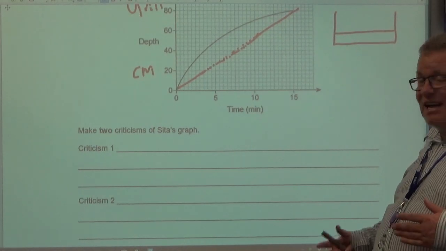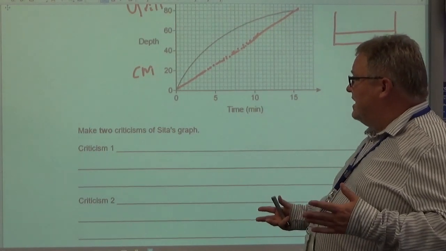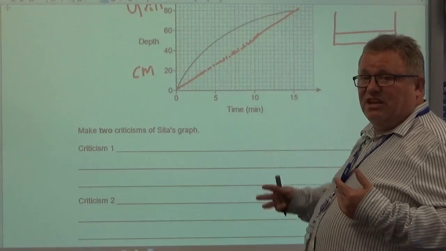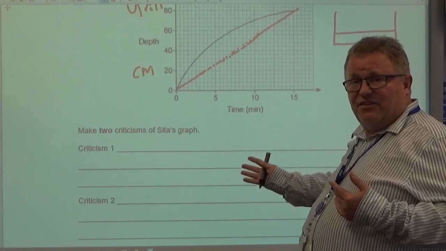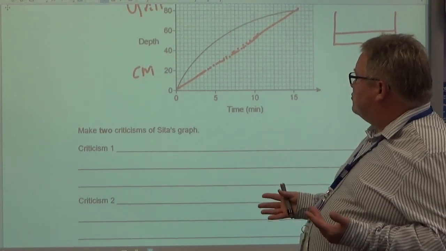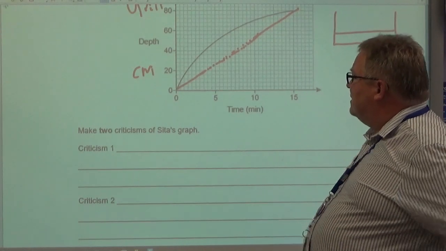And actually, if you get asked to do a graph like that, you might be given the information and actually have to create the graph. So make sure that you're drawing it in the correct way. Okay.